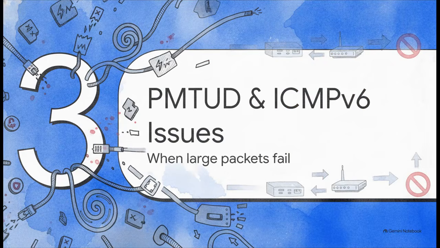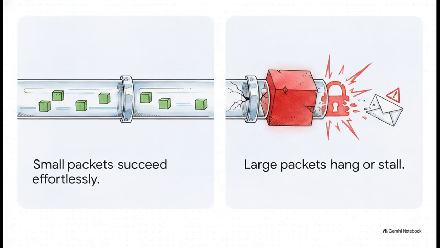That brings us to Section 3, PMTU and ICMPv6 issues. Have you ever run into a situation where a tiny little ping works absolutely perfectly, but an SSH session or a massive file copy just stalls out right after the TCP handshake? If so, you have almost certainly identified a failure in path MTU discovery. Basically, the network is trying to send large packets, a router somewhere in the middle can't handle the size, and the notification trying to get back to the sender is being silently dropped.